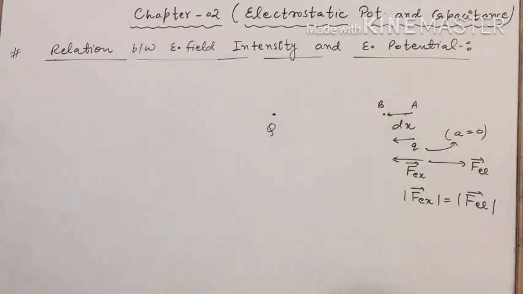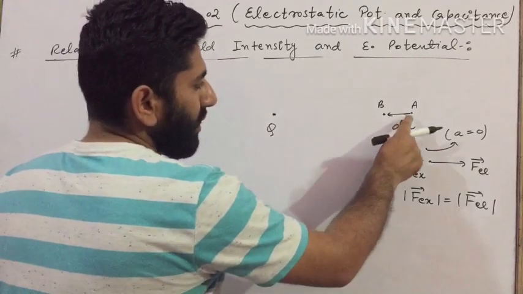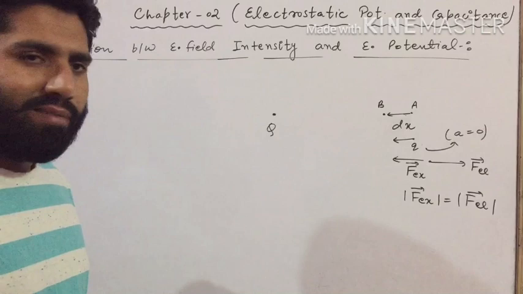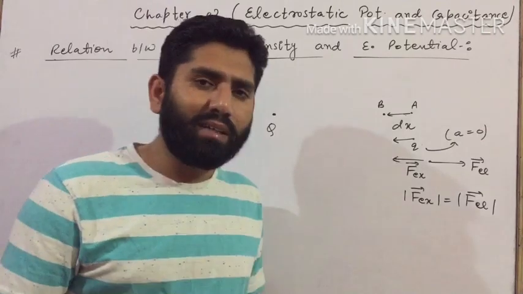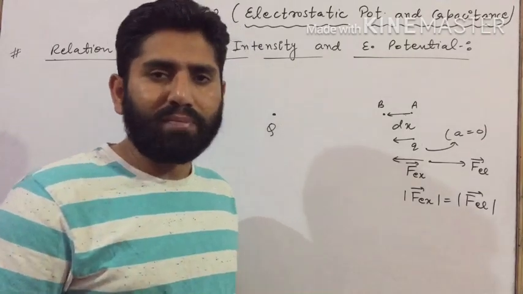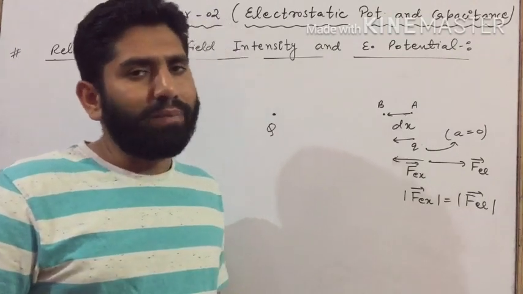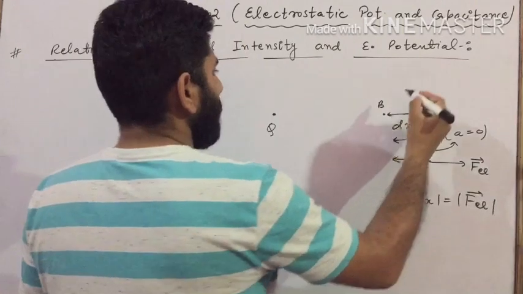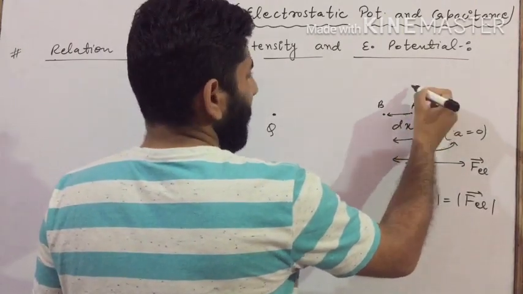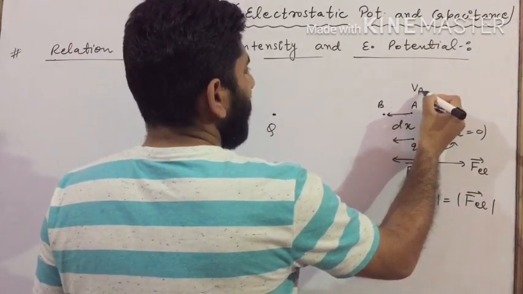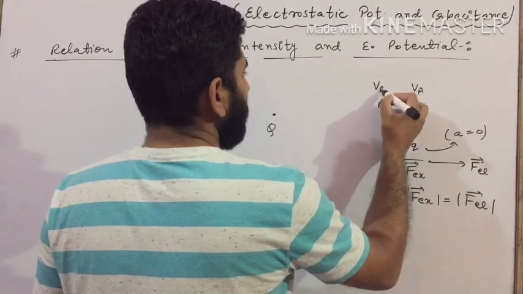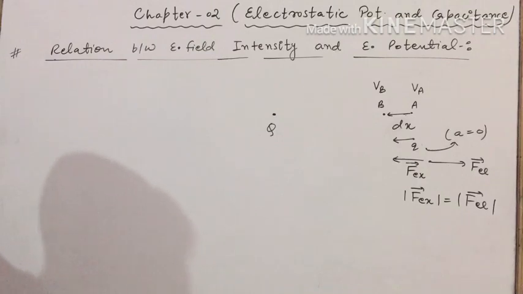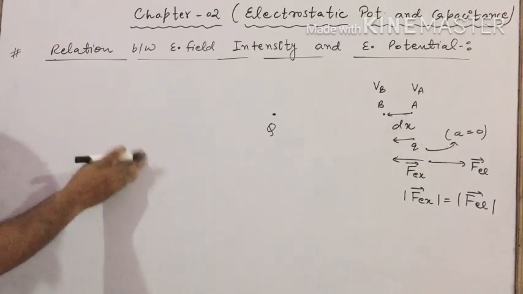Now let us move further. What I will do, I will calculate the work done in moving the charge from A to B by 2 different methods. Once I will be using the basic formula of work done, that work done is equal to force into displacement, and another way I will be using the definition of potential difference. So let us suppose the potential at point A is VA, while potential at B is VB. Okay. So let us calculate the work done.